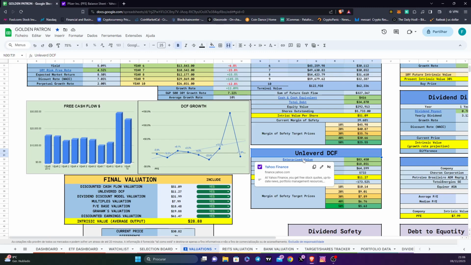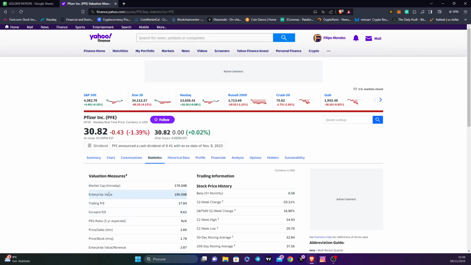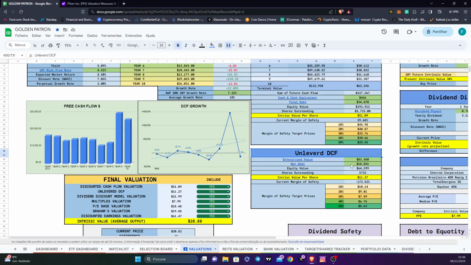So what we're going to do is just find the enterprise value. I already have the site over here, so I don't have to click on it. And this will be on statistics. And the enterprise value right here, it's 196.60. It's in billions, so we need to add a zero. So 196.6, and we add a zero, okay?